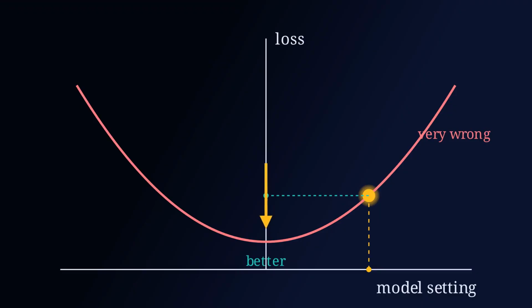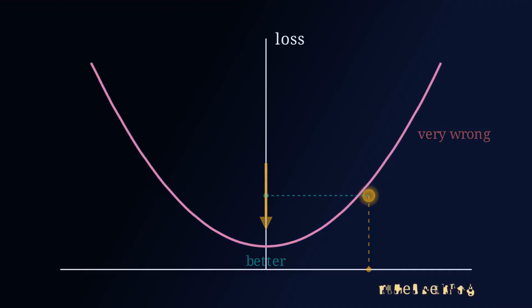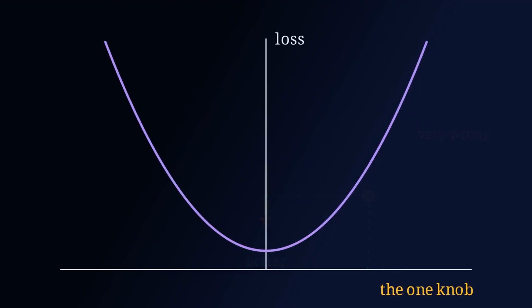Everything else is technique. Let us strip the picture down to the simplest possible case. Forget billions of settings for now. Imagine your entire model has just one knob to tune, one single number to choose. With one knob, the loss becomes a simple curve, a parabola, a bowl seen from the side. Each horizontal position is a possible value of the knob, and the height of the curve above it is how much error that choice produces.